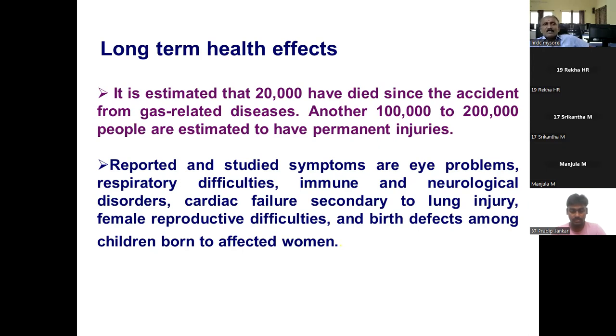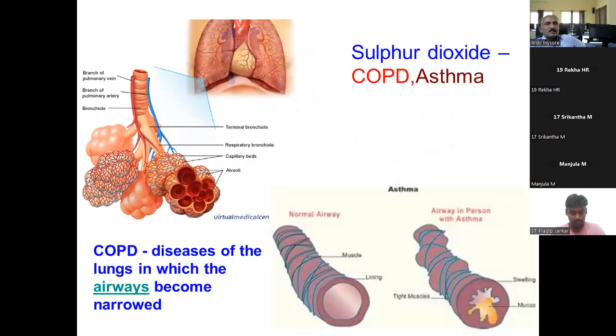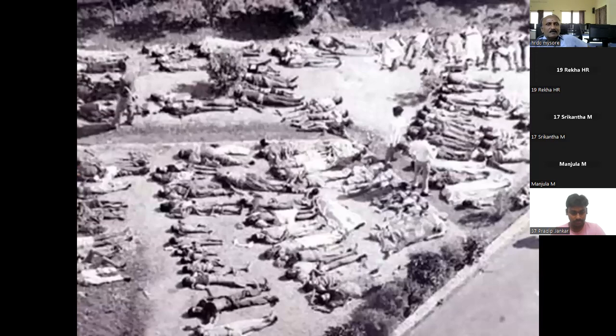So all these things are going to take place if individuals are exposed to such pollutants due to industrial activities. It is referred to as an industrial disaster, so to say.